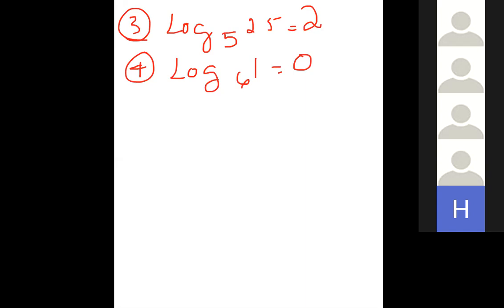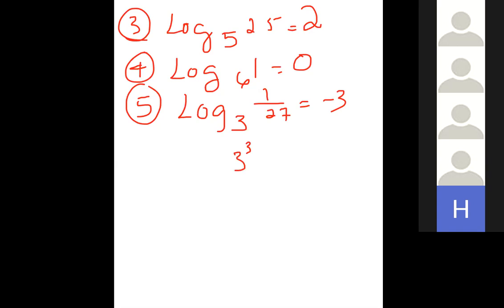All right. Here comes the next one. Log base 3 of 1 over 27. There's a fraction in there. What's the answer, guys? 3 to the what power gives you 1 over 27? Negative 3. Excellent. You know 3 to the third power is 27, but because it's a fraction, guys, whenever you have a fraction, think of negative exponents always. Negative exponents indicate a fraction. We talked about that last class.